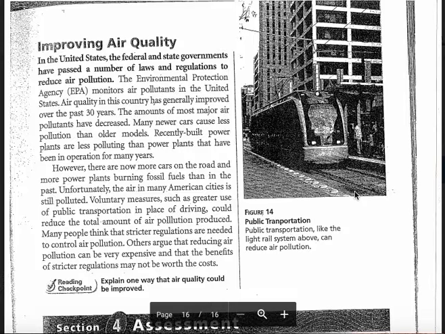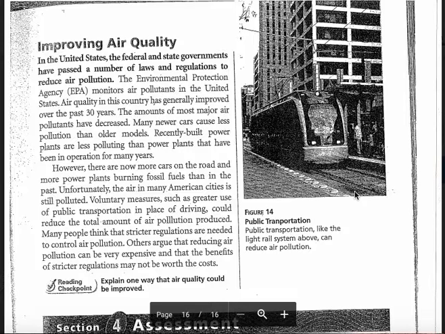Many newer cars cause less pollution than older models. Recently built power plants are less polluting than power plants that have been in operation for many years. However, there are now more cars on the road and more power plants burning fossil fuels than in the past. Unfortunately, the air in many American cities is still polluted.